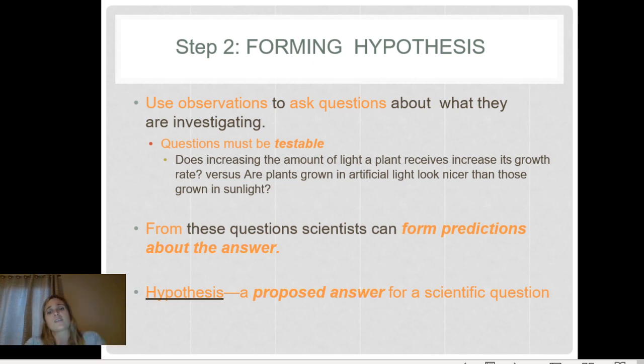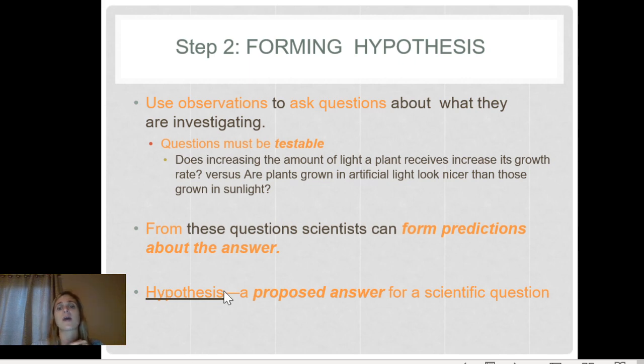So you ask a question, for example, let's say, does increasing the amount of light a plant receives increase its growth rate? So if I give a plant more light, will it grow faster? We can form predictions. So we can form an idea of what we think is going to happen, and that is a hypothesis.